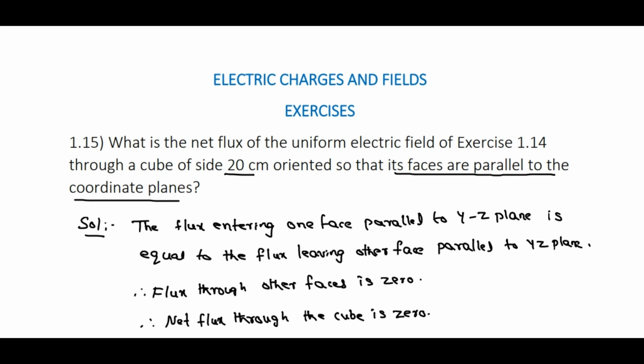So then net flux passing through the cube is 0 because the field is uniform. Whatever the flux is entering, the same amount of flux is leaving. So net flux will be 0.